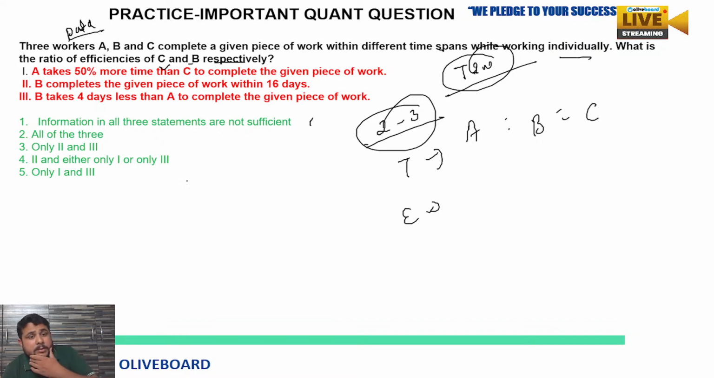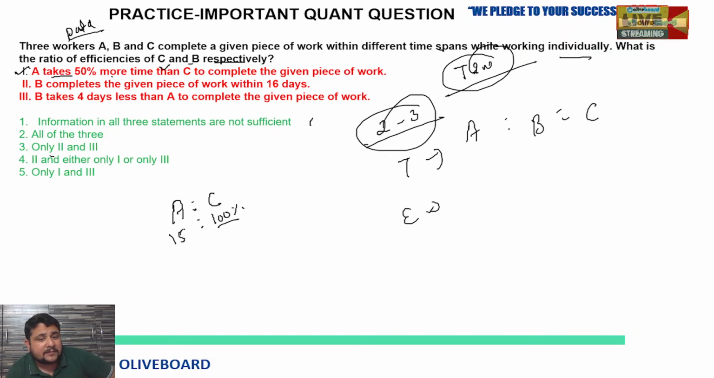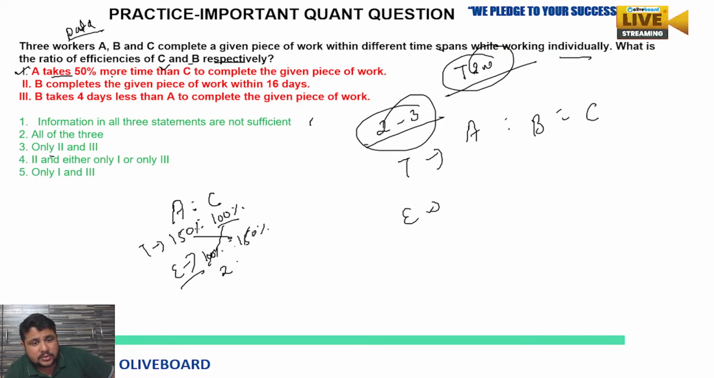Okay. So we will go with the first statement. A takes 50% more time than C. So the A to C comparison is given. A takes 50% more time. So if C is taking 100%, C's time is 100% for himself, then A will take 50% more than that, means 150. This is the time ratio of A and C. And just the reverse of this will give you the efficiency ratio. Okay, which is going to be how much? 100%, 150%. Clear? So means 2:3.